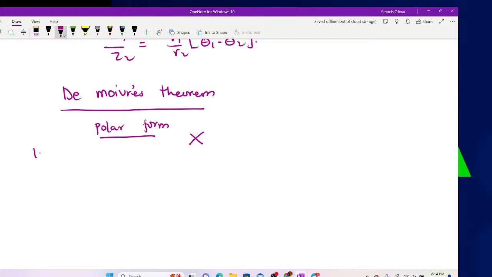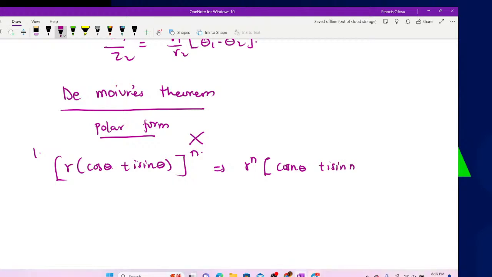If I have a complex number represented as r open bracket cos theta plus i sine theta, which is the polar form, and this complex number is raised to the power n, then this will give me r to the power n, then cos n theta plus i sine n theta. So this is what the De Moivre theorem is saying. It's a simple law.